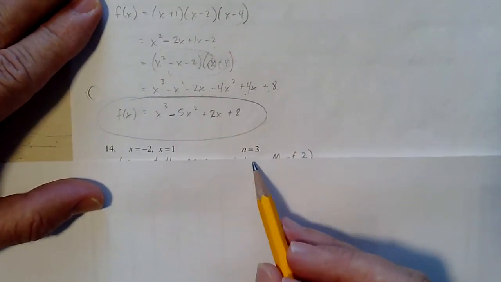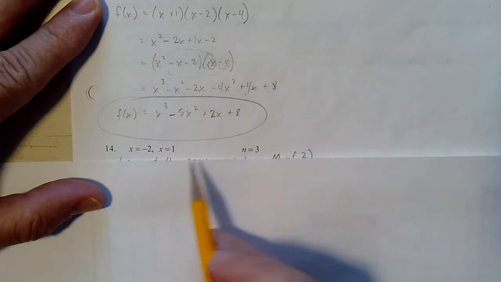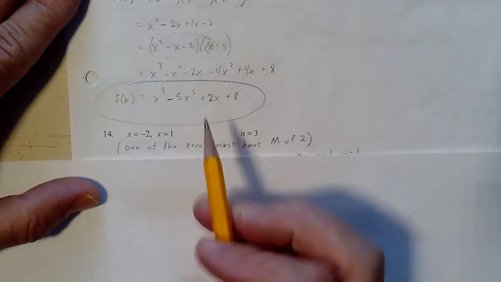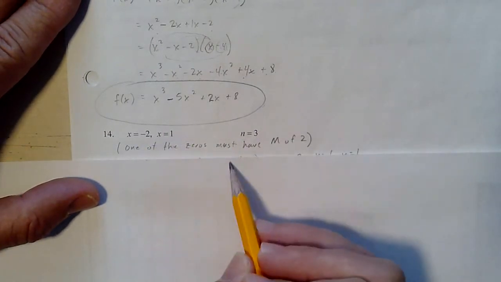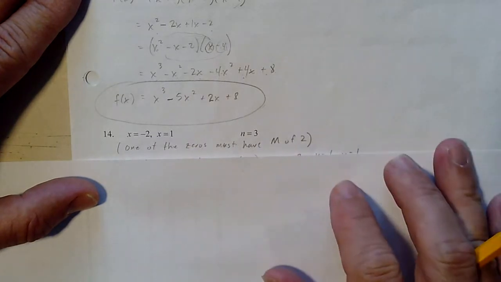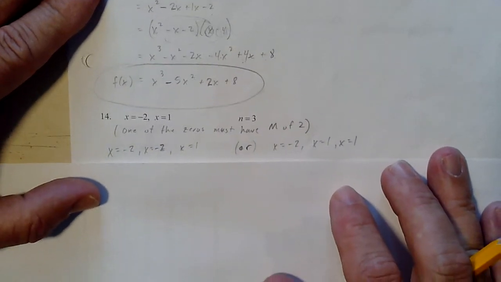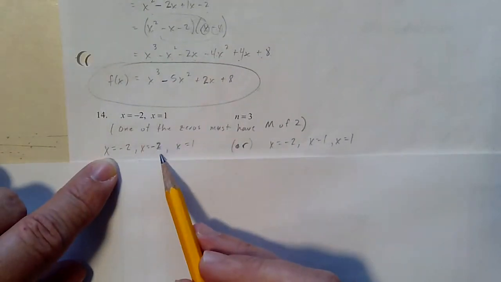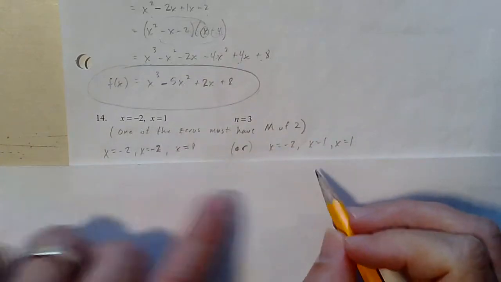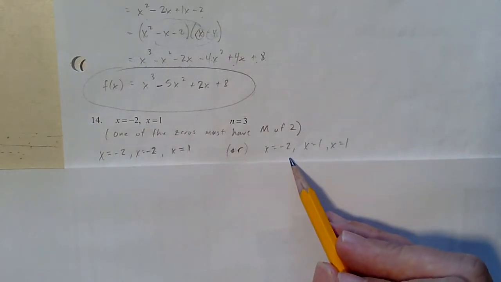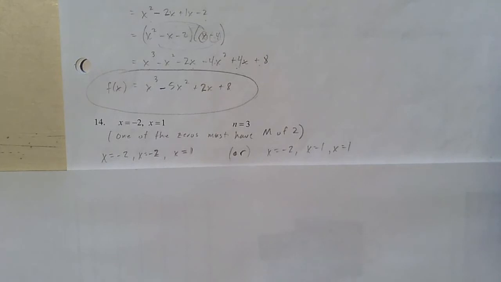All right, this one, I'm given degree 3, so we should have 3 zeros, but I only have 2 zeros. So here's what we're left to assume. Write this down. One of these zeros must have a multiplicity of 2. So here's what you can assume. Either x equals negative 2 happens twice and x equals 1 occurs once, or x equals 1 occurs twice and we have x equals negative 2. It doesn't matter. If this is a problem on a test, there's going to be two correct answers and you can choose.